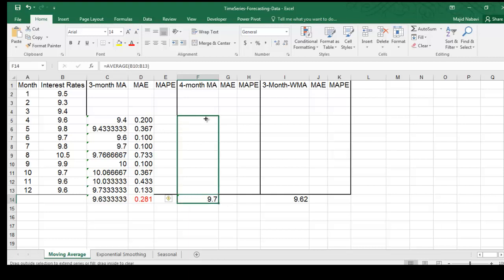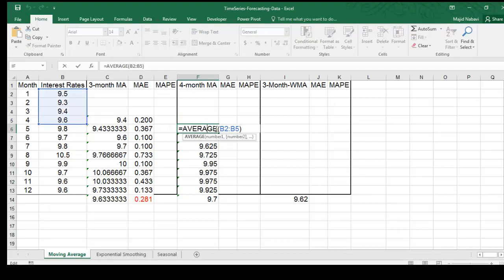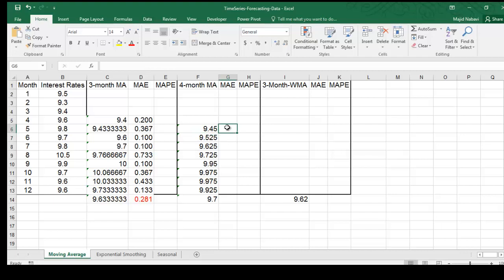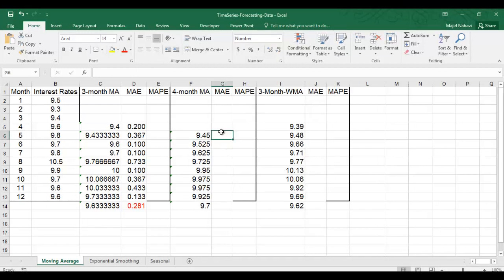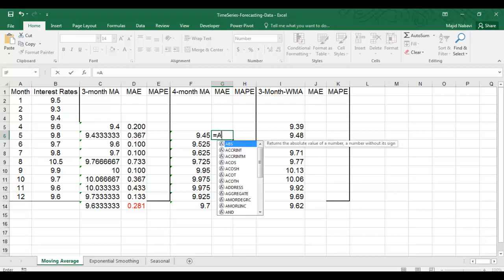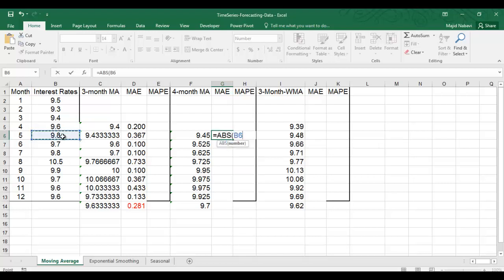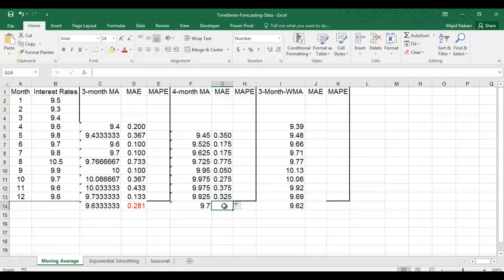For the 4 months moving average, copy the formula up to this point so that the first forecast is the average of the 4 months and get the absolute value of the error using the same method. Averaging absolute errors, and do the same for weighted moving average.